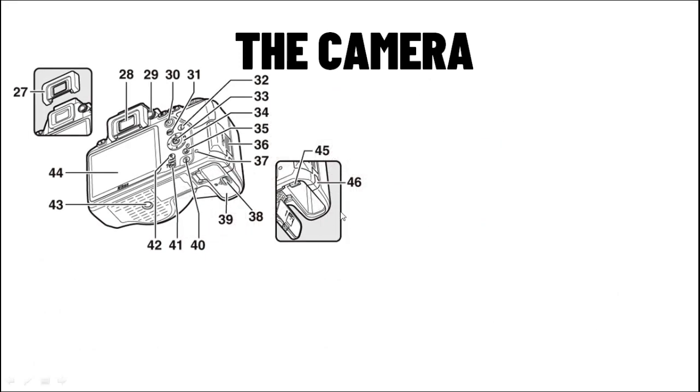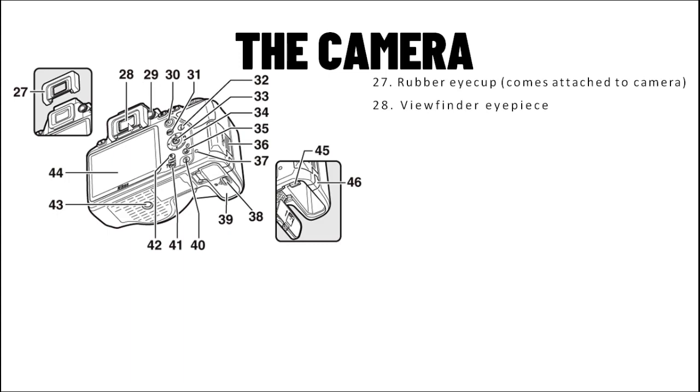It's inside your camera. Now proceeding, we have number 27, which is the rubber eye cap, the cap that is here. You can actually detach it. It is on top of the viewfinder. Number 28 is the viewfinder eyepiece. This is where you view through your lens.